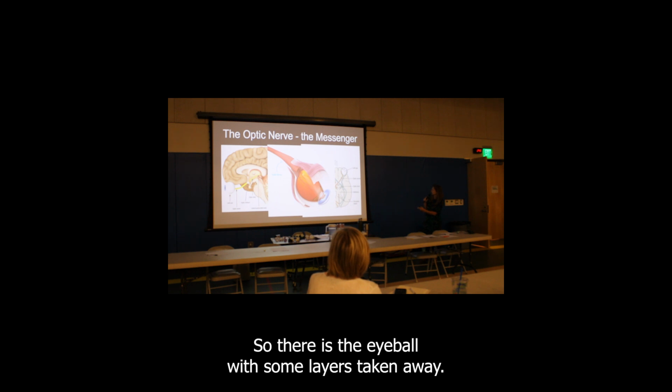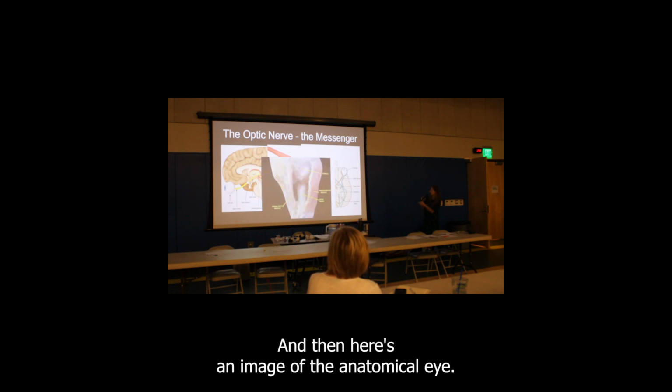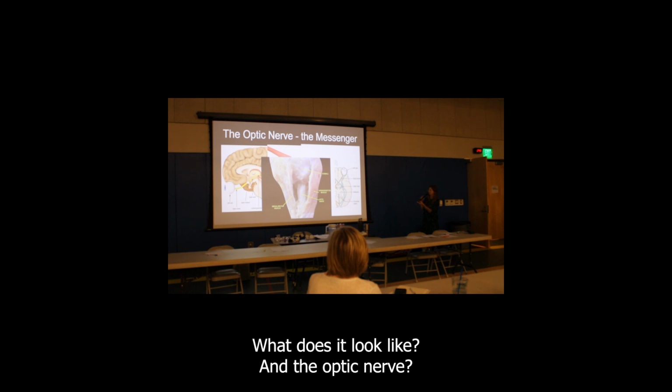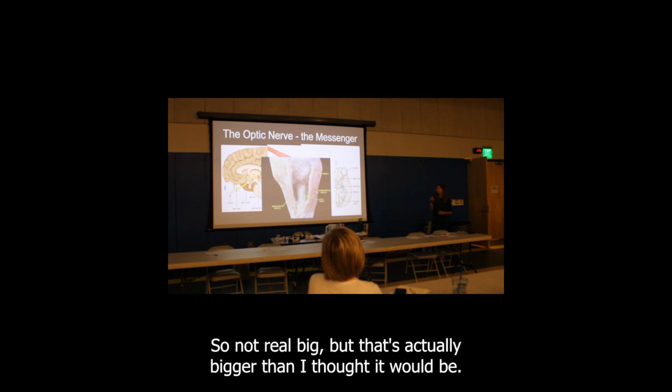And some more images. So there's the eyeball with some layers taken away, so you can see how those fibers from the nerve cells are traveling. And then here's an image of an anatomical eye. What does it look like? And the optic nerve, when I looked this up, it's about 1.5 millimeters wide, so not real big, but that's actually bigger than I thought it would be.